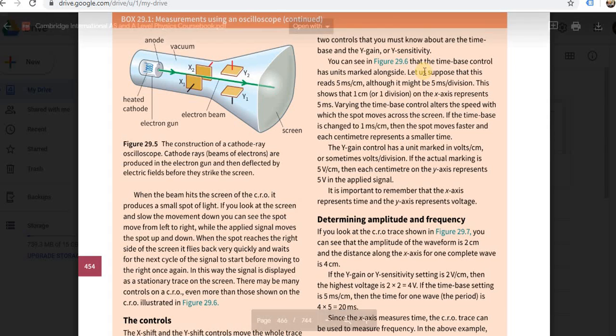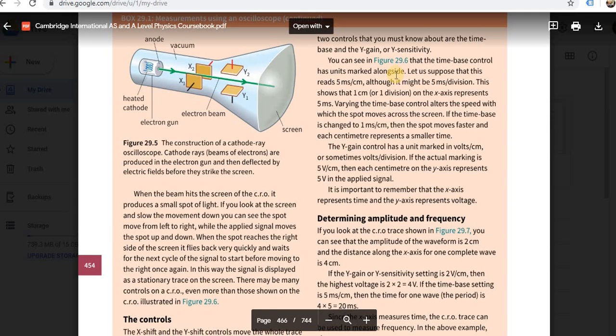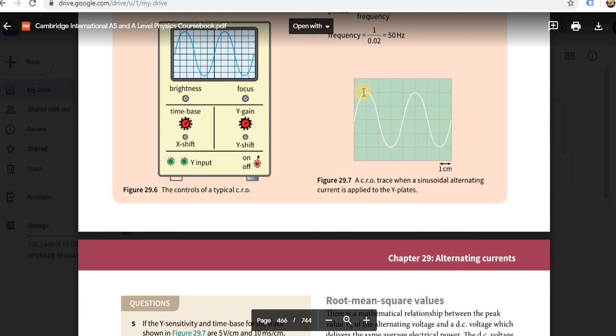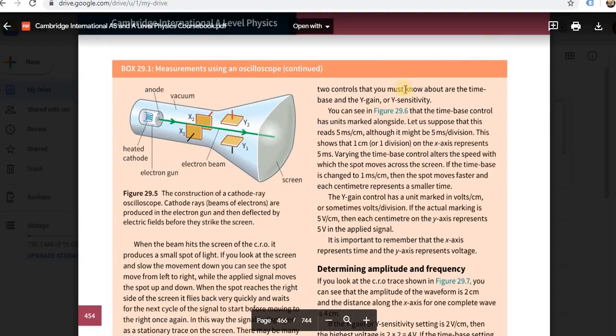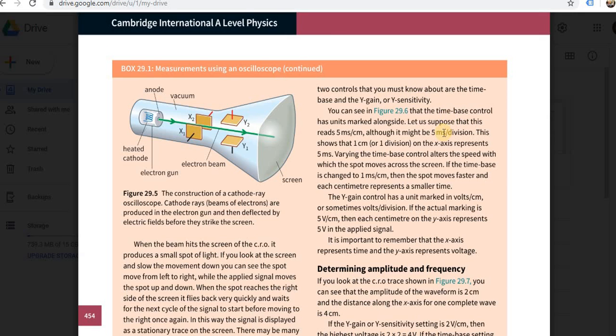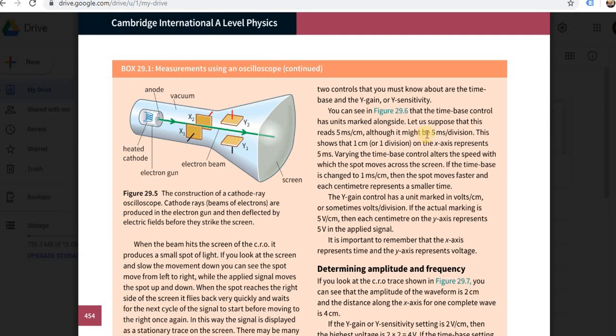You can see in figure 29.6 that the time base control has units marked alongside. If you look at a real one, you would be able to see that. Let us suppose that this reads 5 milliseconds per centimeter, though it might be 5 milliseconds per division. This shows that 1 centimeter or 1 division on the x-axis represents 5 milliseconds.